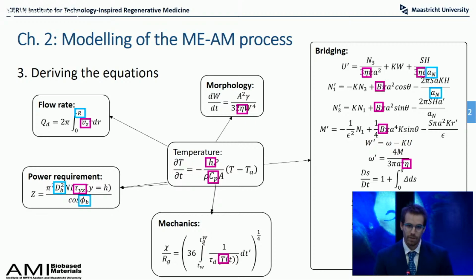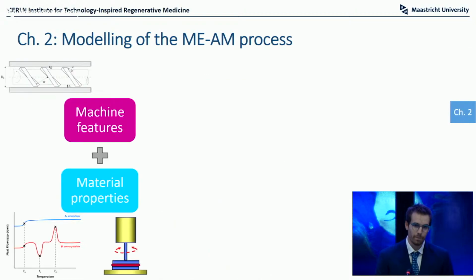We then noticed that the actual input parameters of our model are nothing but the characteristics of the printer, in light blue, and the material properties, in purple. Why is this important to mention? Because both can be easily obtained. Machine features can be obtained from the machine datasheet, while material properties can be derived by two easy tests, differential scanning calorimetry and rheometry.